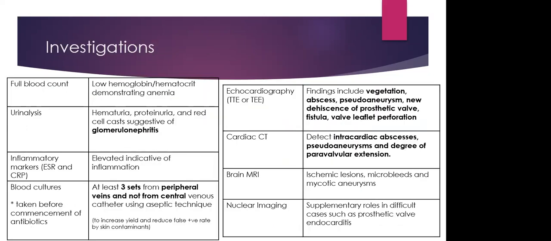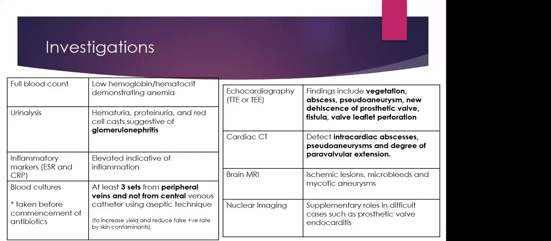So the investigations for this IE patient, the first one is full blood count. It may present with a low hemoglobin or hematocrit demonstrating chronic anemia. And then the next one is urinalysis because of the glomerulonephritis. So the patient might present with hematuria, proteinuria, or red cell casts. And then if we do inflammatory markers, they will be raised. And then blood culture, which we need to take at least 3 sets from the peripheral vein and not from the central venous catheter. It needs to be taken before the commencement of antibiotics.